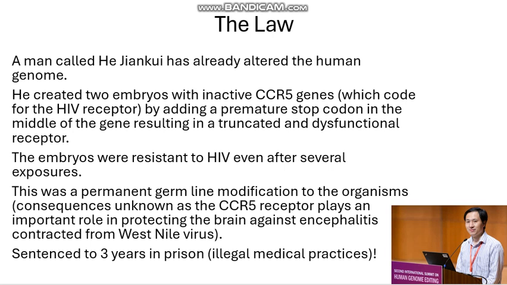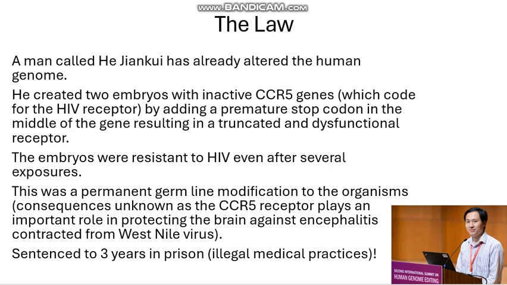A man called He Jiankui has already altered the human genome in 2019, where he created 2 embryos with an inactive CCR5 gene, which codes for the HIV receptor. He basically just added a premature stop codon onto the CCR5 gene in the middle of the gene, making it truncated and dysfunctional, so the receptor didn't work, and this made the embryos resistant to HIV, so they didn't contract it even after several exposures.